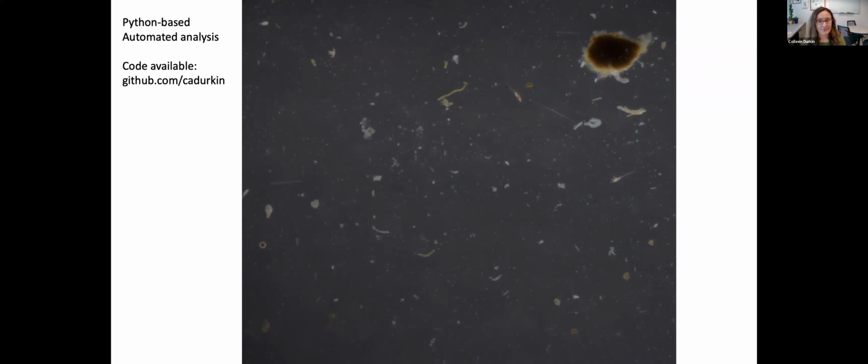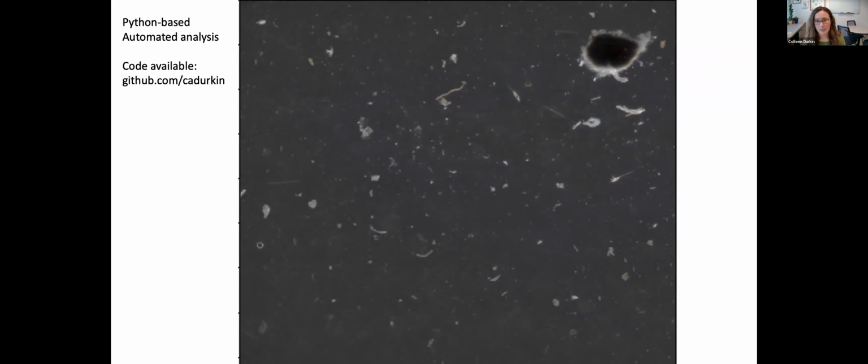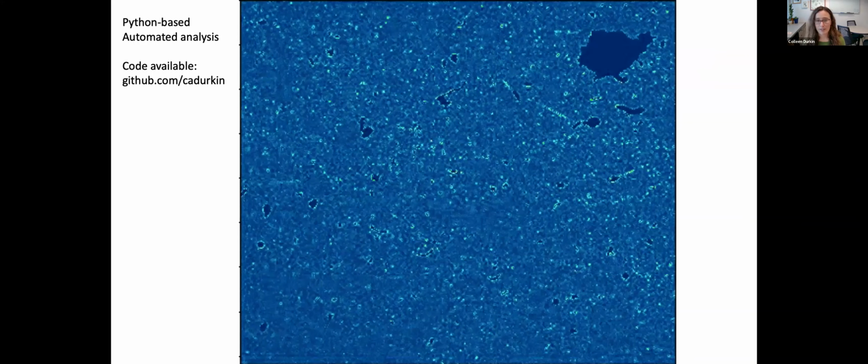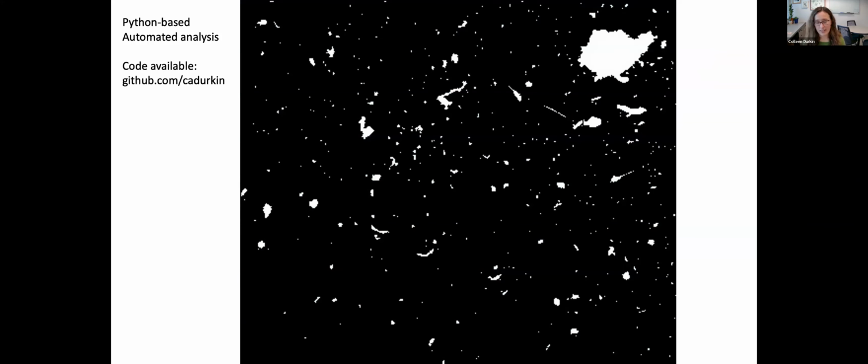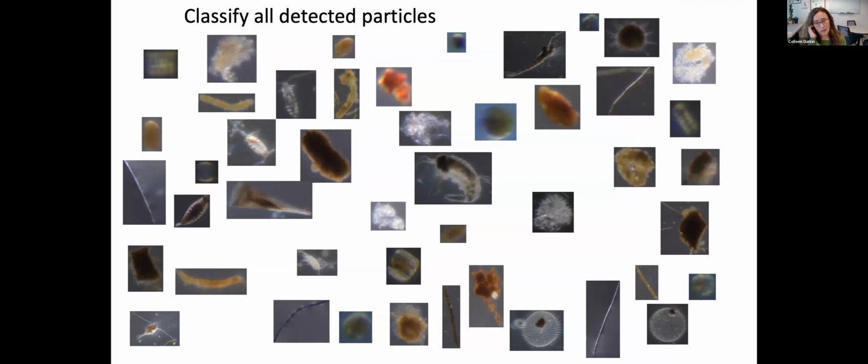But just in summary, basically what the code does is puts the images through a series of transformation steps, thresholding, edge detection, in order to finally detect the likely particles in the image. So just from this, you can get how many particles are there and then what the size of the particles are based on how many pixels it takes up. But we have a lot more information too, because we have a lot of biological information from the images.